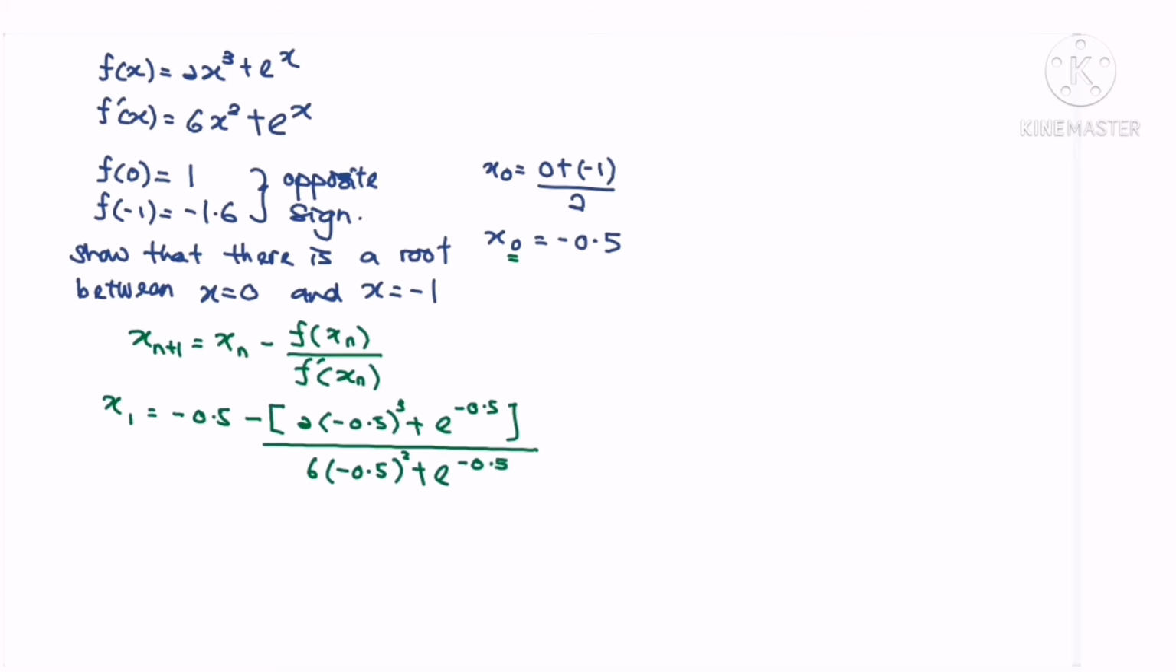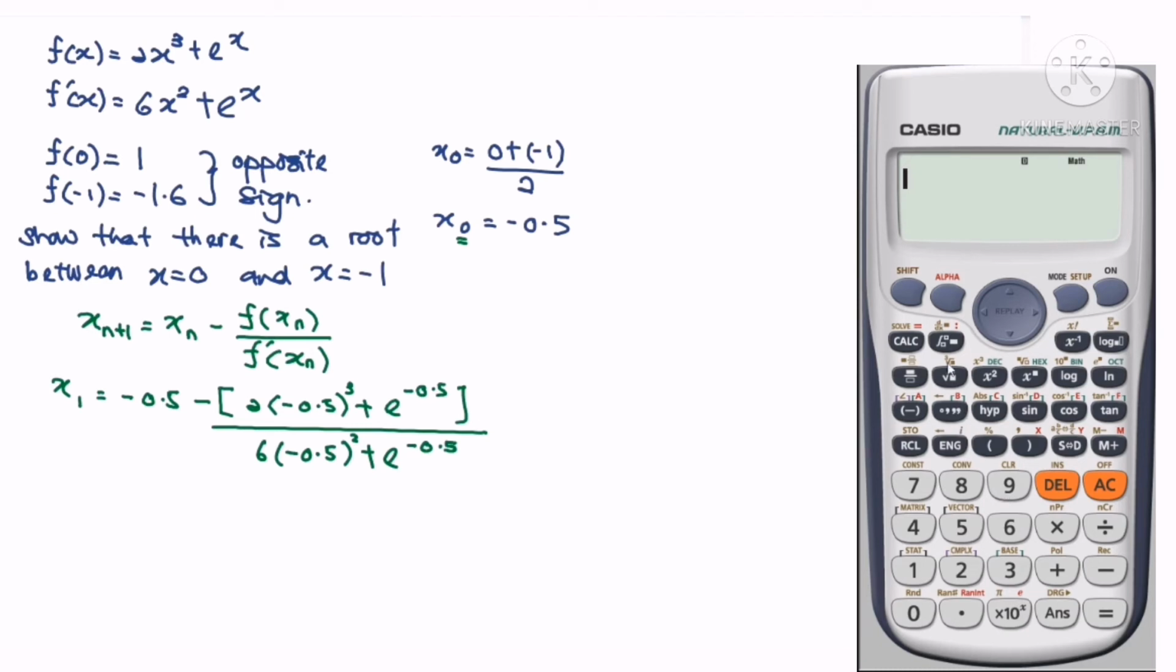Try to make use of the calculator. So now what we have to do is to key in the formula. So Alpha x minus, we have a ratio. So kindly key in the function f(x) over 6x squared plus e to the power of Alpha x. Then press the button calculate and substitute the value negative 0.5. And we have x sub 1 equal to negative 0.5.